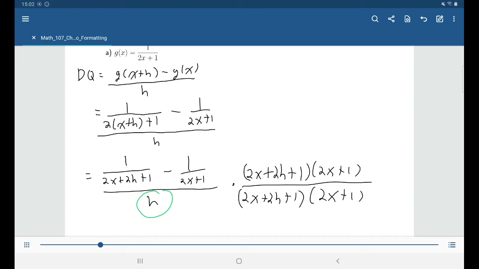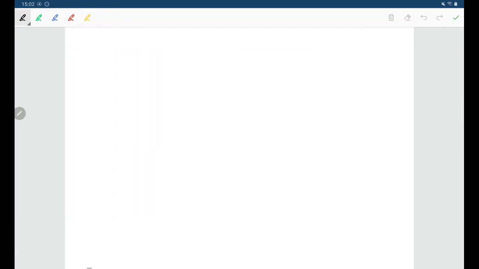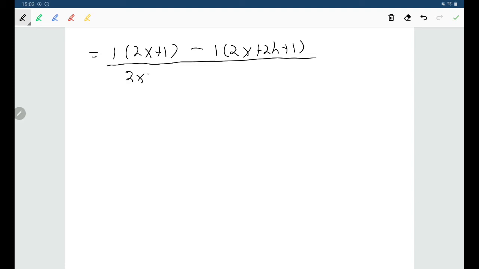And so that means that in the numerator, I'll have 1 times 2x plus 1. And there'll be a minus 1 times 2x plus 2h plus 1. And on the bottom, I have 2x plus 2h plus 1, I have 2x plus 1, and I have the h that I'd originally had. Okay, so now I just need to simplify the numerator, and if you were to simplify this, you'd see that you would have a 2x and a minus 2x that would cancel. You would have a 1 and a minus 1 that would cancel. The only thing left in our numerator would be a minus 2h.